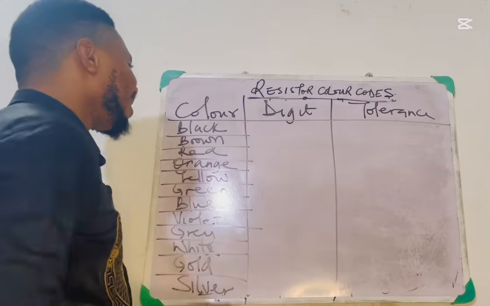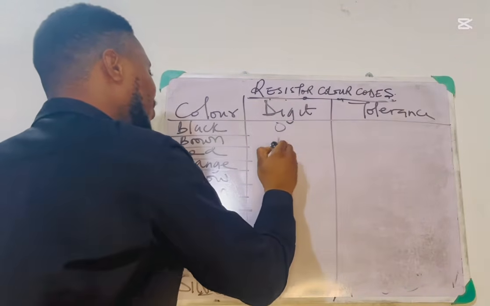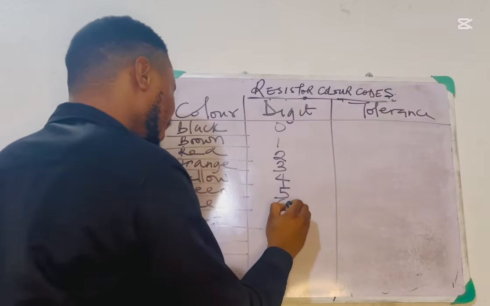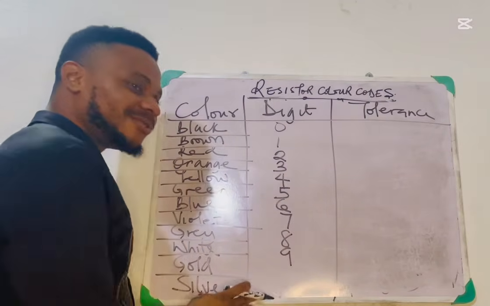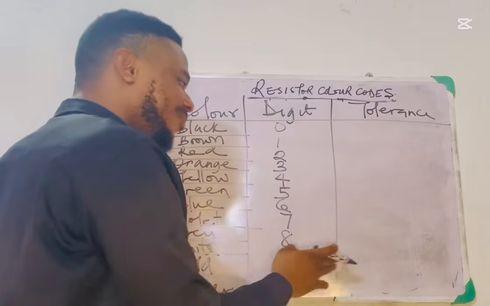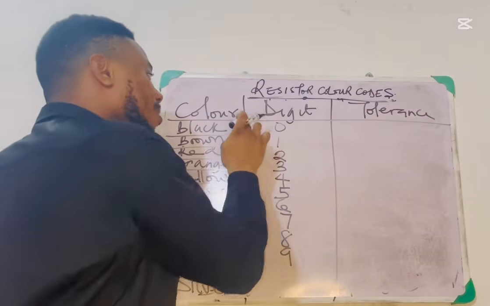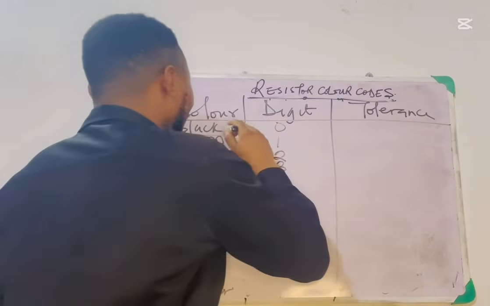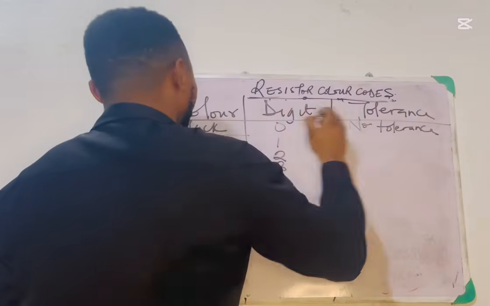The next thing we'll be looking at are the digits. Black is 0, brown is 1, red is 2, orange is 3, yellow is 4, green is 5, blue 6, violet 7, gray 8, white 9. Gold and silver do not have digits, they only have tolerance values. Other colors have tolerance values also, but black and white do not have tolerance values. So black has no tolerance.